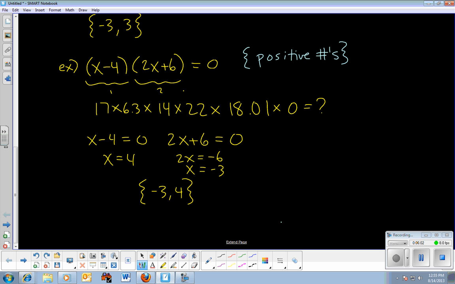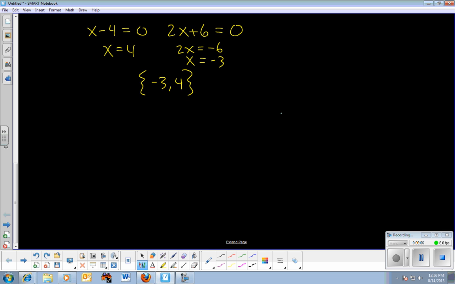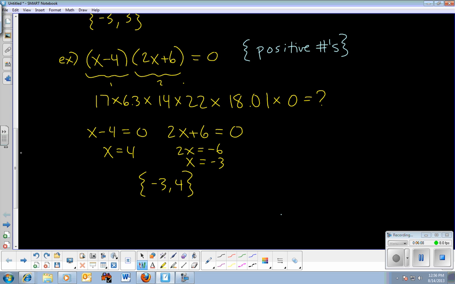So that's just kind of an application of this, but if that's the case, when we get done solving this problem, we're just going to throw out the -3, and our answer is going to be 4. All right, if they just give you the question, then the answer is -3 and 4. But if they restrict the domain, a domain is all possible x values, then you just throw out the answers that don't apply.